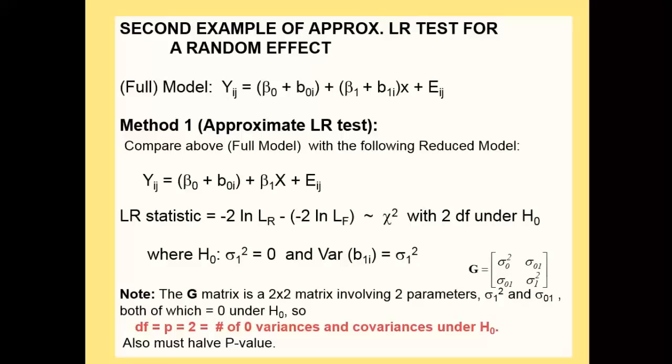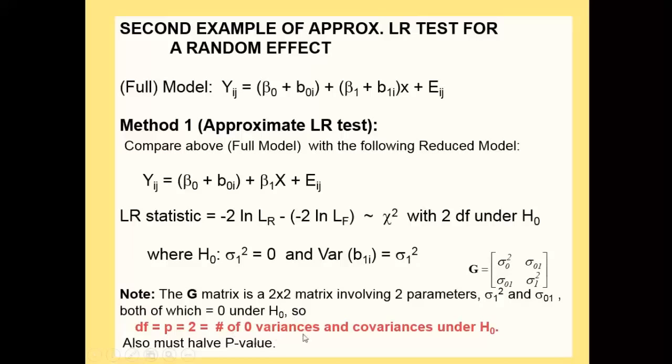1 or 2. You notice I said 2 here, but why did I say 2? Why didn't I say 1? Well, why would I say 1? To go from this model to this model, how many variables am I dropping? 1. So that's why I might say 1. But now the G matrix is a 2 by 2 matrix involving 2 parameters, sigma 1 square and sigma 0,1, both of which are equal to 0 under the null. So the degrees of freedom is 2.